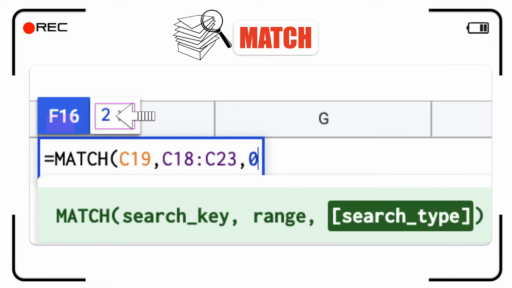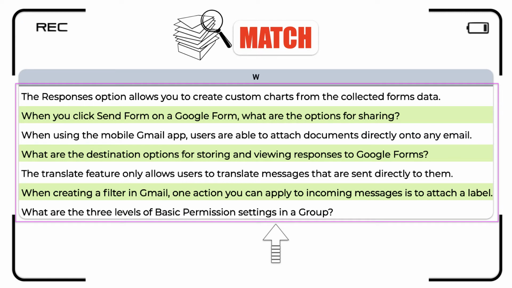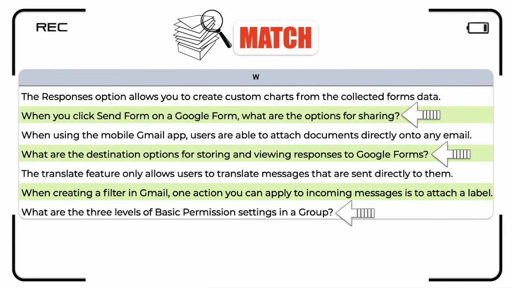By default, the match function returns the position of the first occurrence of the value in the selected range. Could we get all the positions of all the values that match the value we are looking for? Yes, we can. For example, we have a list of comments. Our mission is to extract only the comments that have questions.